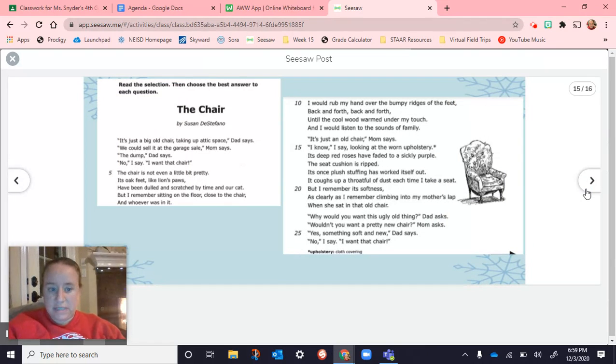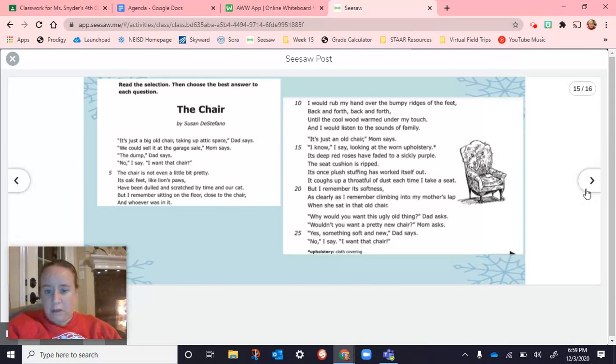The one that we read today is called The Chair. It says, it's just a big old chair taking up attic space, Dad says. We could sell it at the garage sale, Mom says. The dump, Dad says. No, I say, I want that chair. The chair is not even a little bit pretty. Its oak feet, like lion paws, have been dulled and scratched by time and our cat. But I remember sitting on the floor close to the chair, and whoever was in it, I would rub my hand over the bumpy ridges of the feet, back and forth, until the cool wood warmed under my touch, and I would listen to the sounds of family.